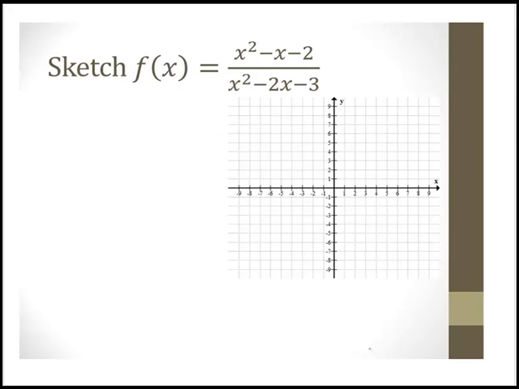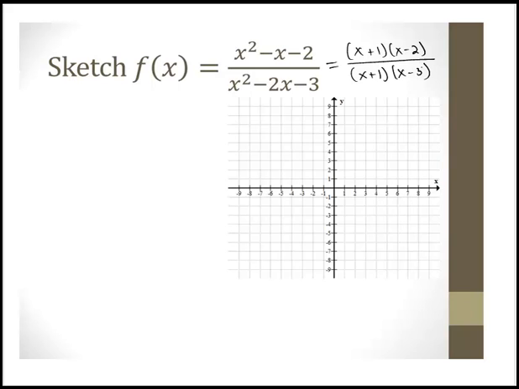Alright, so let's see this example. We're going to sketch f of x as x squared minus x minus 2 over x squared minus 2x minus 3. Now, the first thing I'm going to do with this is factor it. The numerator factors as x plus 1 by x minus 2. The denominator factors as x plus 1 by x minus 3.